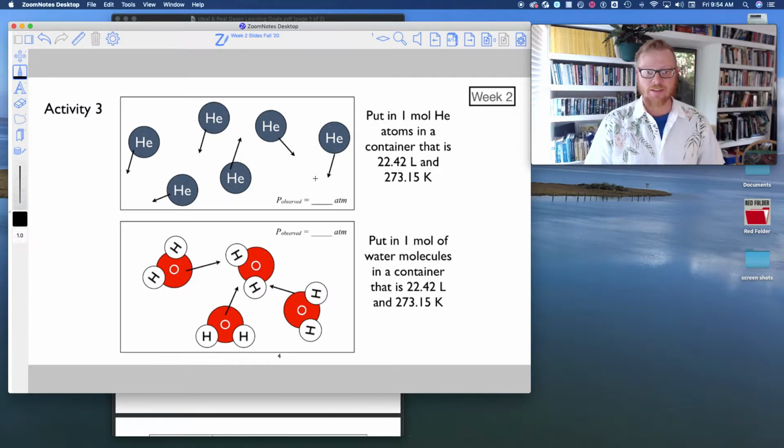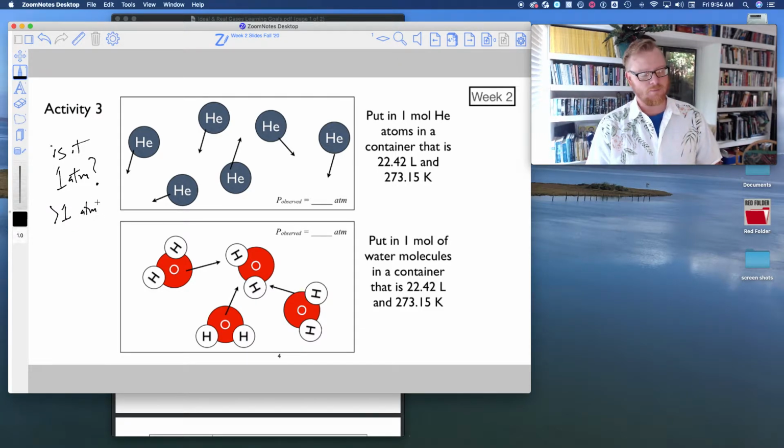Okay? Is it, and I'll give you some ranges, okay? We'll just say, is it 1 ATM? Is it greater than 1 ATM? Or is it less than 1 ATM? Okay, so think about what that is for this case of helium.